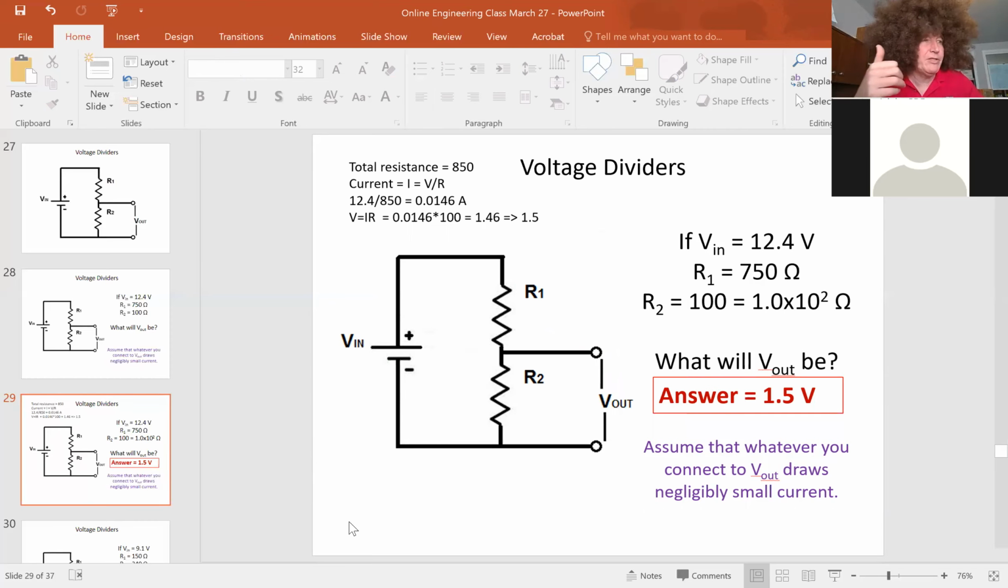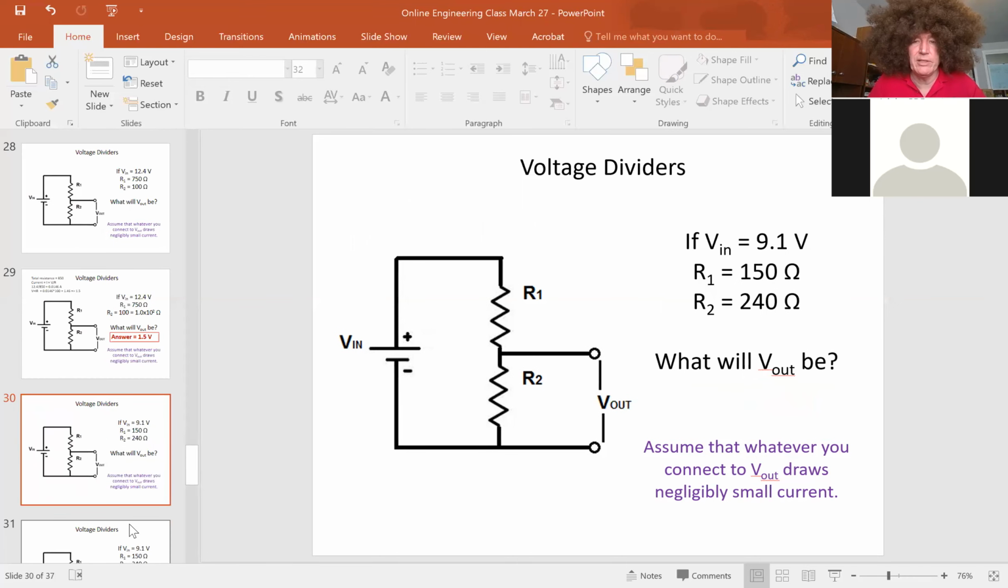Okay, so give me some thumbs up now. You guys understand how we figured out that our voltage divider's output voltage is going to be 1.5 or 1.46? All right, everybody's saying yeah, that makes sense. Okay, so let's do another one here.